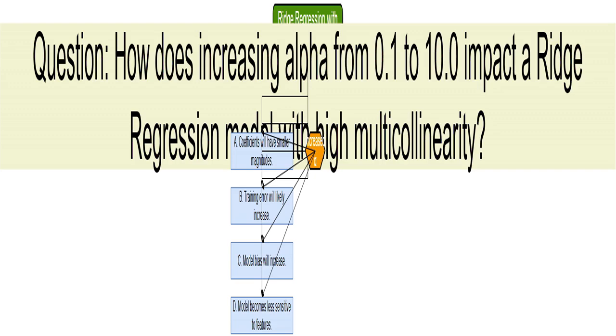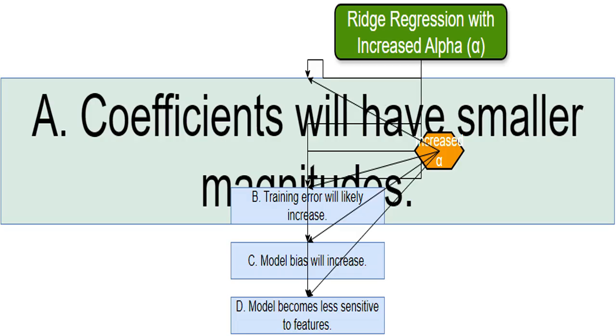Let's see what happens. With a larger alpha, the penalty for having large coefficients increases. I predict that this stronger penalty forces the model to make those coefficients smaller. That's why statement A is true.